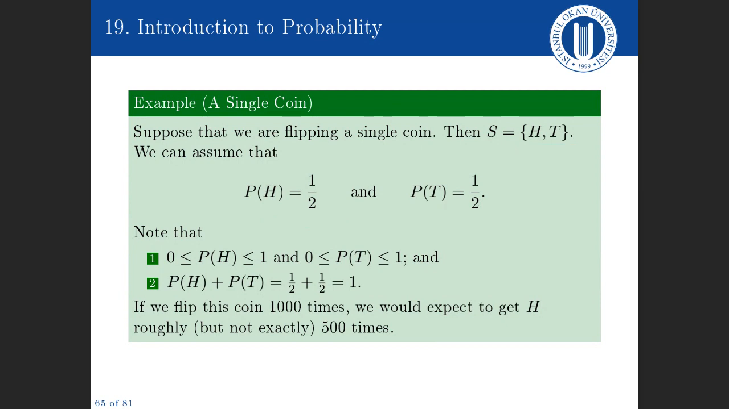Now note this satisfies both rules. Rule number one, both probabilities need to be between 0 and 1. Yes, we have that. And rule number two, if we add the probabilities of the simple events together, a half plus a half, we must get a total of 1. And let me just finish by remarking that if we flip this fair coin 1,000 times, we would expect to get H roughly, not exactly, but roughly 500 times.